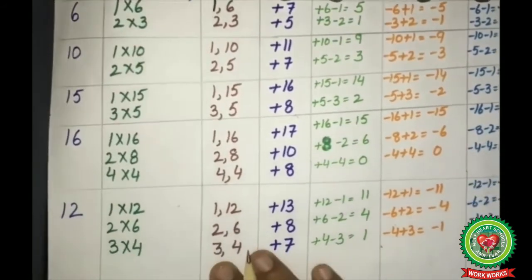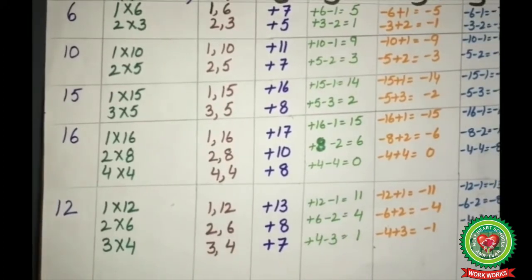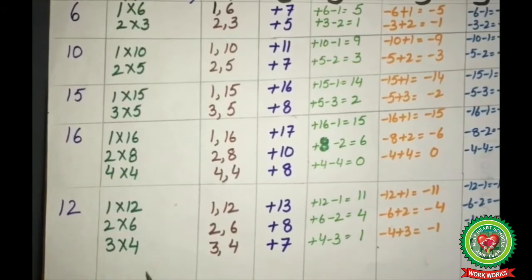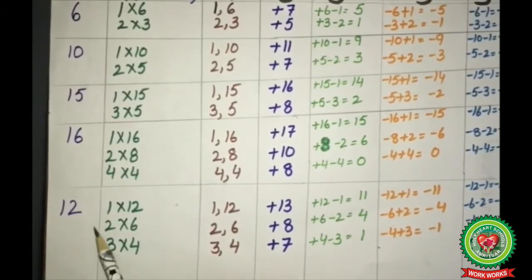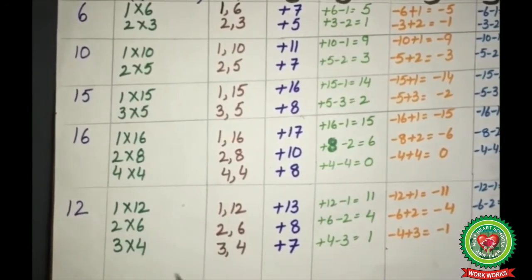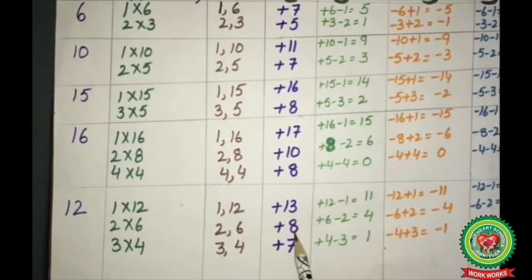The last example that we are going to discuss is of the number 12. First of all, we have written the factors of 12 by the U method, that is 1 into 12, 2 into 6 and 3 into 4. So the factors of 12 are 1 comma 12, 2 comma 6 and 3 comma 4. The sum of these numbers in the first case will be 13, 8 and 7.